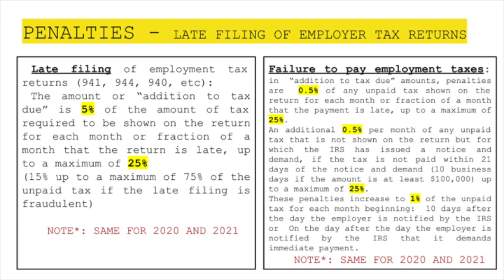If the tax is not paid within 21 days of the notice and demand, or 10 business days if the amount is at least $100,000, up to a maximum of 25%. And these penalties also increase by 1% of the unpaid tax for each month beginning 10 days after the day the employer is notified by the IRS, or on the day after the day the employer is notified by the IRS that it demands immediate payment.